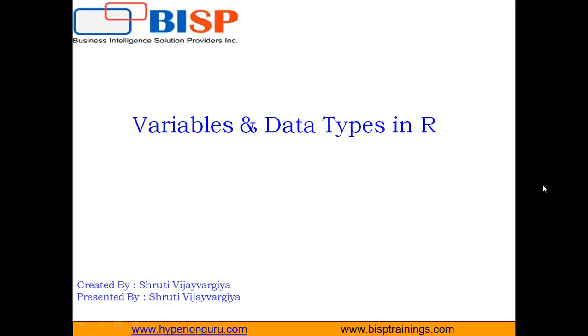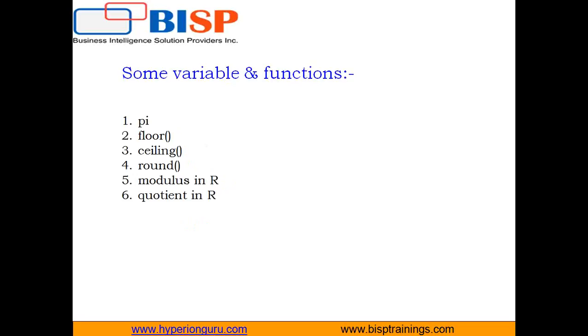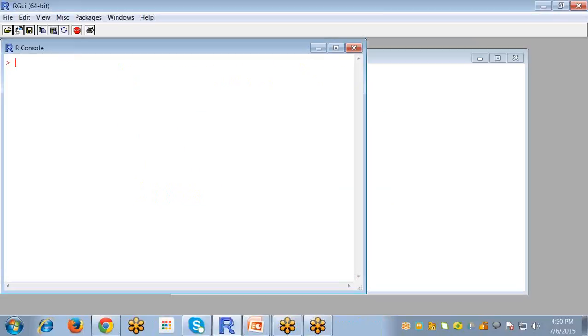So in this video, I am going to tell you about the variables and data types in R. The data types which we frequently deal with would be characters or numbers, and in numbers there are two categories, numeric and integer. The logical has two categories, true or false, and the last one is the factors. Also in this video I am going to tell you about some of the functions and variables of R, which are pi, floor, ceiling, round, modulus in R, and quotient in R. So let's begin with the R software.